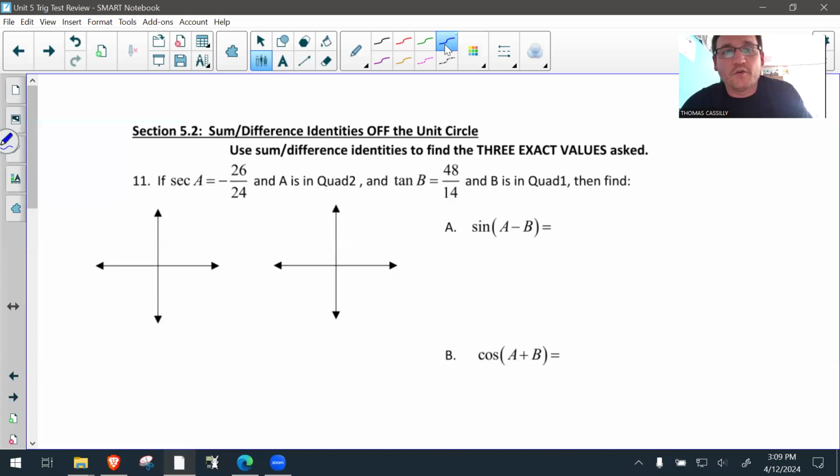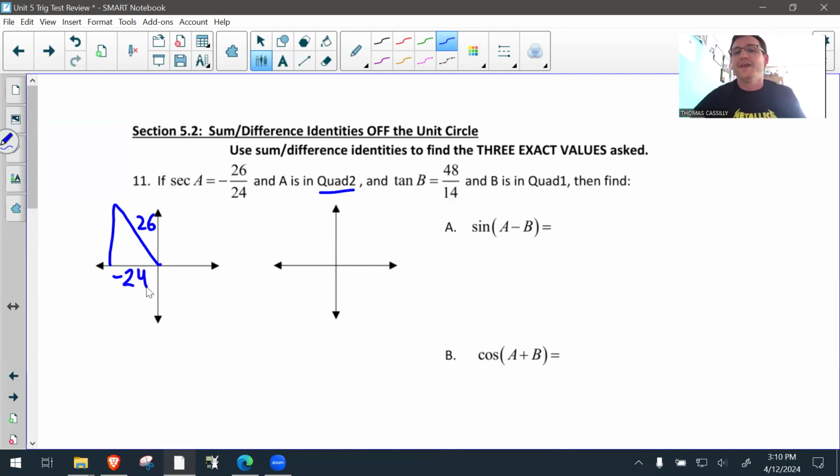So the first thing you have to notice is the secant of A. They're saying it's in quadrant 2. Quadrant 2 is over here. All right. Now, think back to your SOHCAHTOA stuff. Secant, what two parts of the triangle go with secant? Well, that was the hypotenuse and cosine, so that's going to be the adjacent, and that's a negative 24.